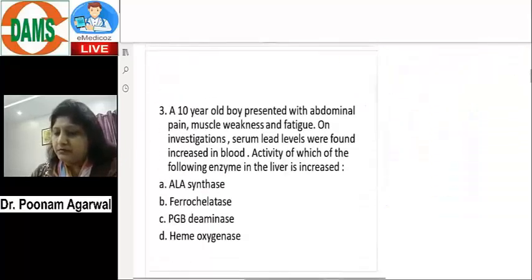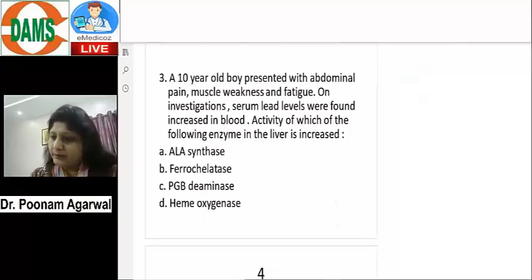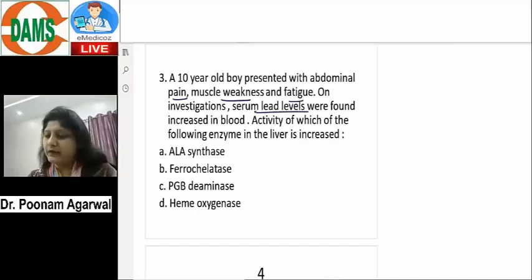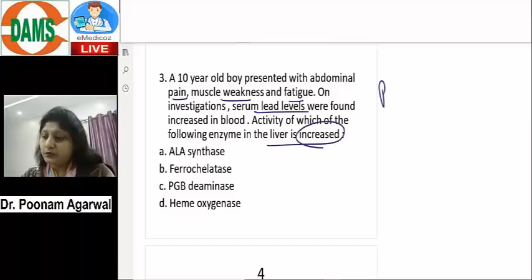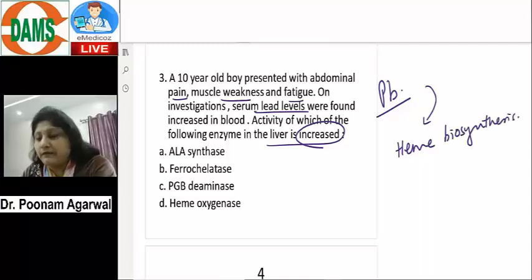Now coming to the third question, which is about a 10-year-old boy presenting with abdominal pain, muscle weakness and fatigue. Serum lead was increased, and the activity of which of the following liver enzymes is increased? So, lead poisoning. Lead poisoning is going to have its major impact on heme biosynthesis, where it is going to inhibit one enzyme which is called ALA dehydratase.